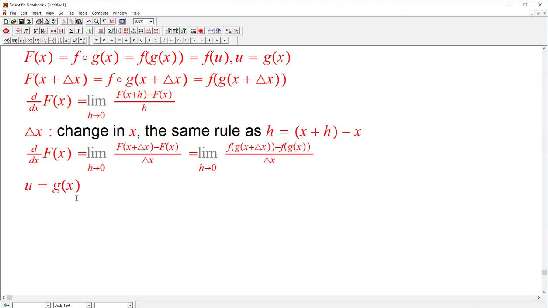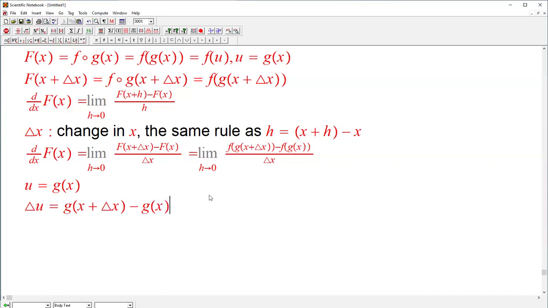Okay, if there's a change in x, there will also be a change in u. So what will be delta u? Delta u, of course, is a change in u, which equals g of x plus delta x. The intermediate variable also has a change. So g of x. So this is called the delta u.